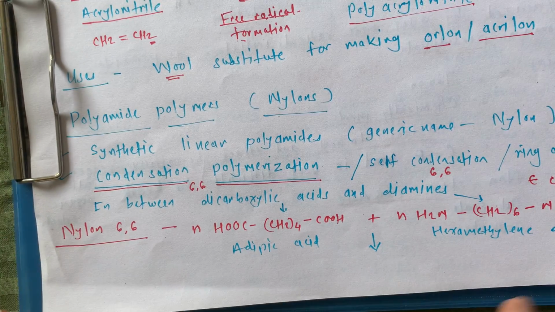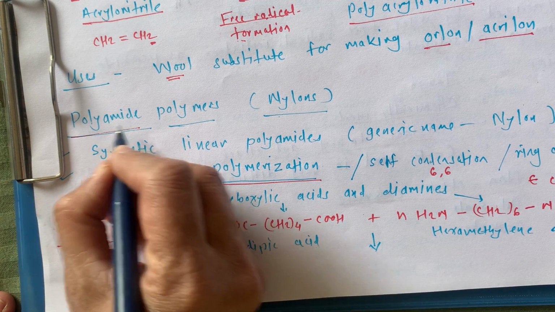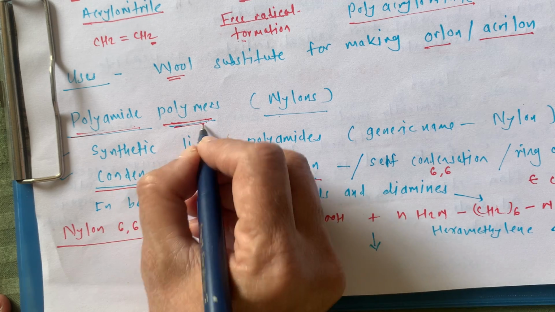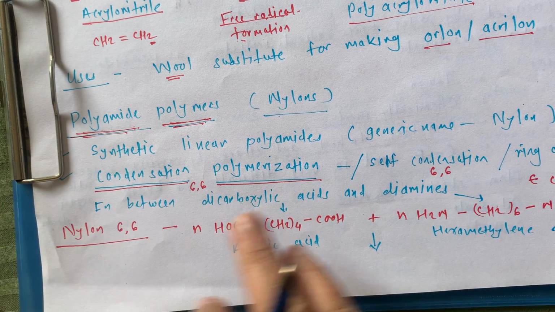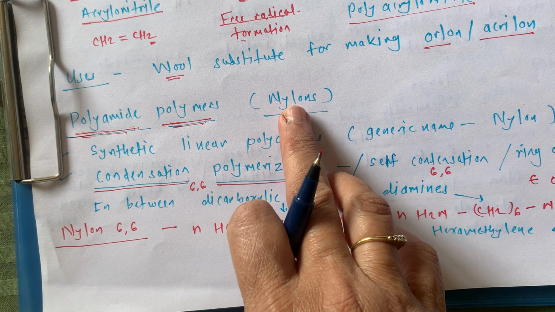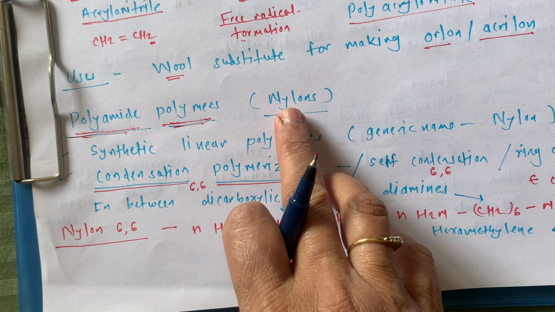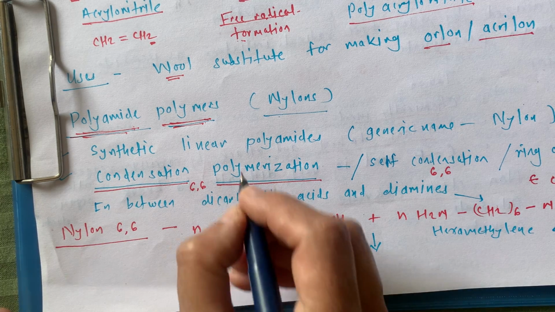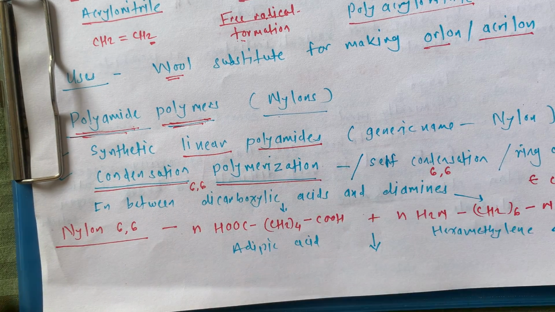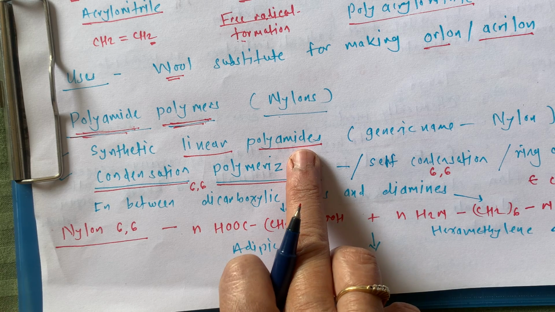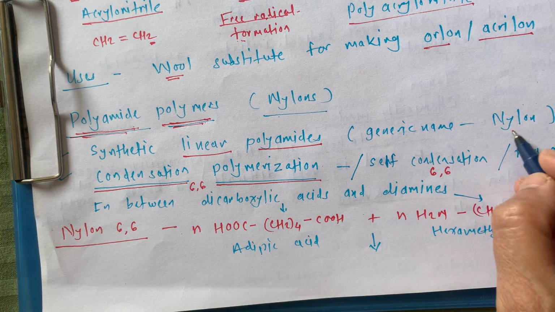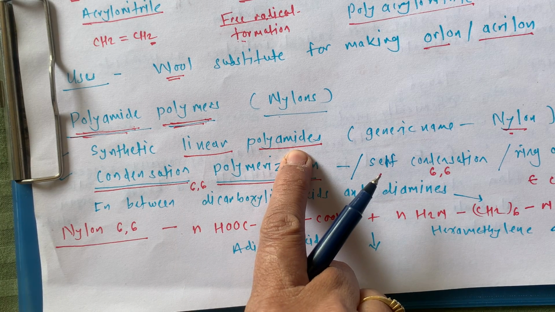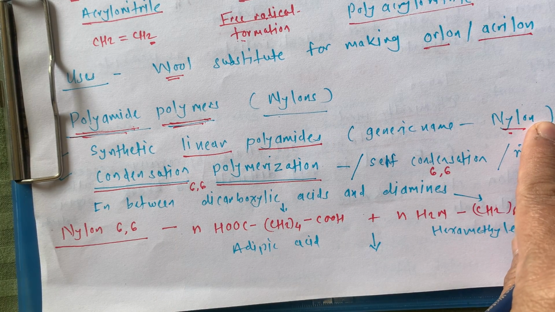Now next is again very important. This is polyamide polymers. Such type of products and such type of linkage we studied in proteins. Nylon is also very related to protein structure. How is this so? We will see one by one. This is a synthetic linear polymer, a linear polyamide. The chemical name is polyamide, and its generic name is nylon.